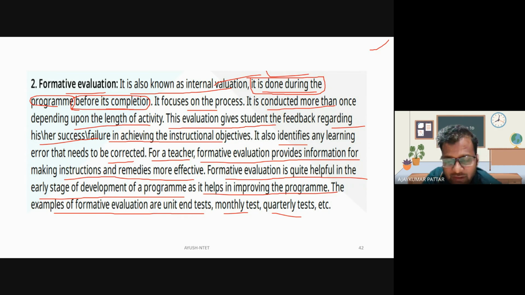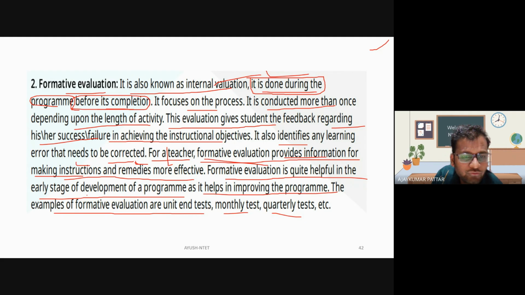So formative evaluation is during the program. It is not completion. हमने कंप्लीट होने के बाद, फर्स्ट ईयर बीएमएस होने के बाद हमको फॉर्मेटिव एवेल्युएशन नहीं कर सकते. हम during the course only we are giving the formative evaluation. It is also used for teachers and learners. For teacher, formative evaluation provides information for making the instructions. मेरा स्टडी, मेरा टीचिंग मेथड्स करेक्ट है नहीं है, और रेमेडीज क्लास ले रहे हैं उससे इफेक्टिव है नहीं है.